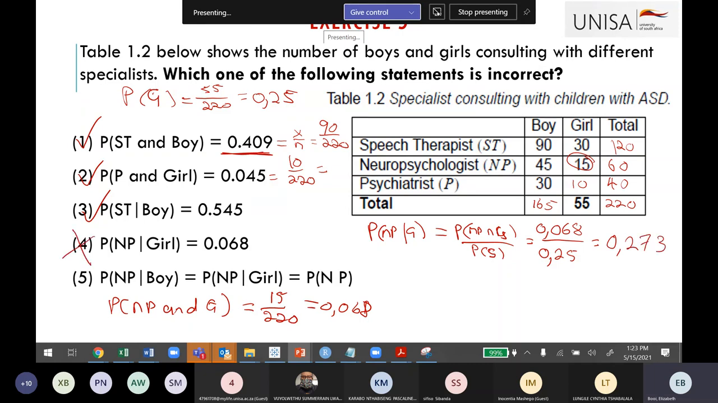And that is not the right answer. It gives us the probability of neuropsychologist and a girl. We can do the last one.